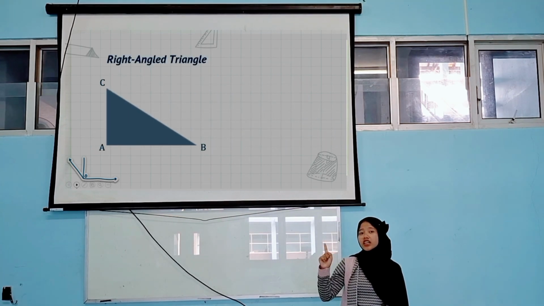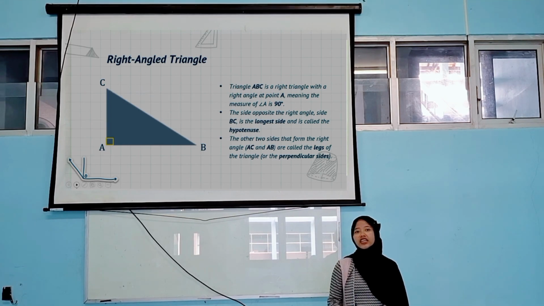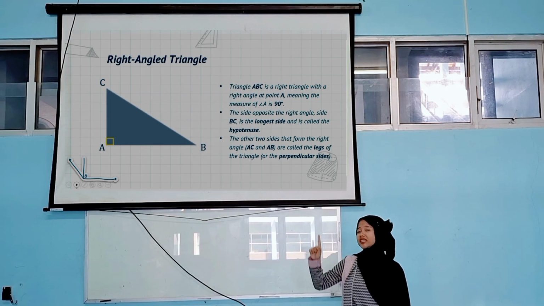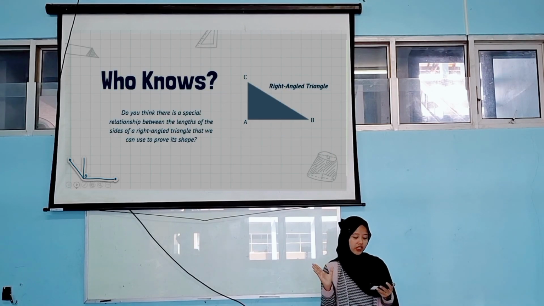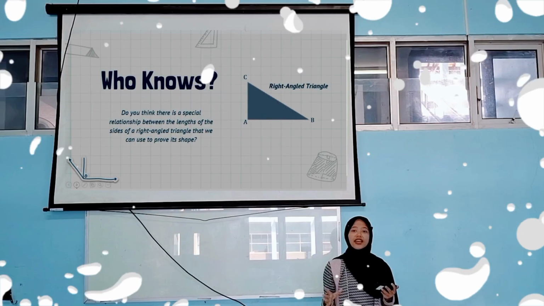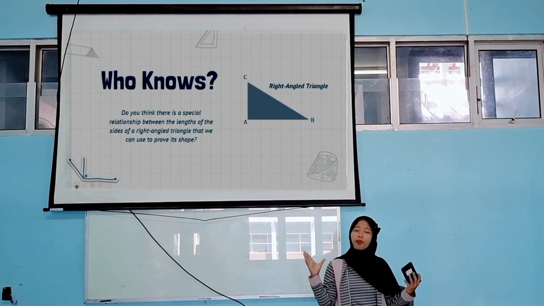Aha! This triangle is a right angle triangle at point A. That means angle A is exactly 90 degrees. The longest side, opposite the right angle, is called the hypotenuse, that's side BC. And the other two sides, AB and AC, are called the legs. Do you think there's a special relationship between the three sides of this triangle? Yes, and that's what makes the Pythagorean theorem so powerful.